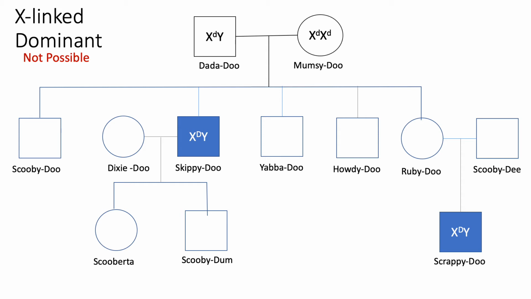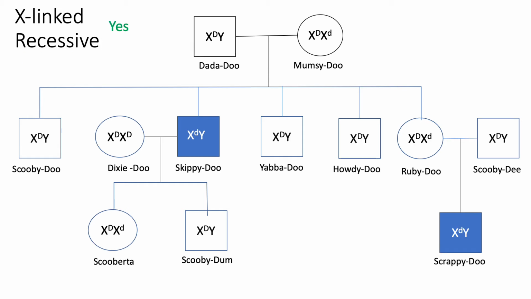You can see with Skippy-Doo, if it's dominant, he will have a Y from his father, and then there's nowhere for him to inherit the dominant allele on his X chromosome because his mother is not affected. Next, we'll be looking at X-linked recessive inheritance.